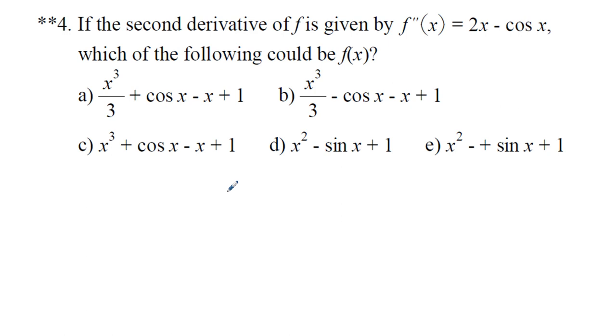The second derivative of f is given by f double prime of x equals 2x minus cosine x. Which of the following could be f of x? Before this, I'm going to go back to what we did before twice. Snow cone Santa Claus. And when you go back to an original, you're going twice. And here, integrating, we're going in this counterclockwise direction. The direction of integrating.